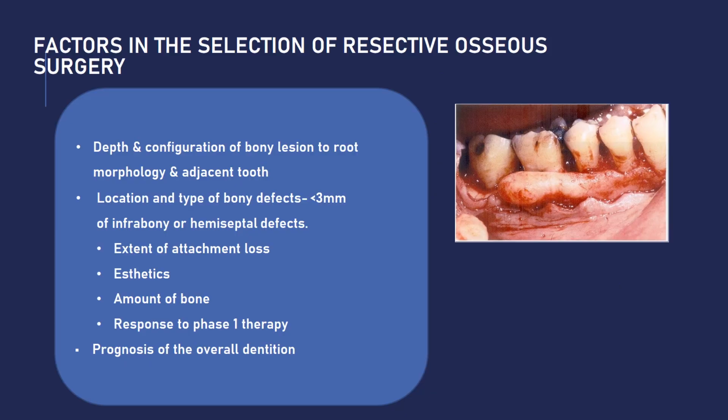Factors in the selection of resective osseous surgery: depth and configuration of the bony lesion in relation to root morphology and the adjacent tooth, and the location and type of bony defects. It should be less than 3 mm of intrabony or hemiseptal defects. There are also the extent of attachment loss, aesthetics, amount of bone, response to phase 1 therapy, and the prognosis of the overall condition. So these are all the factors that should be kept in mind before selecting resective osseous surgery.